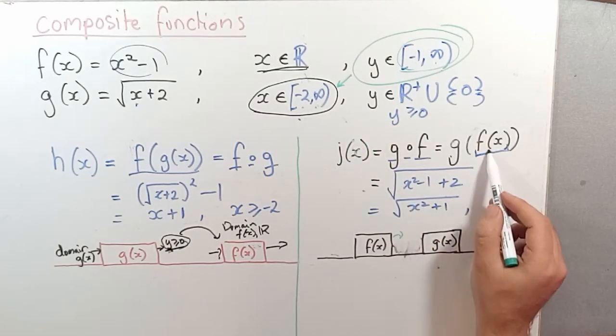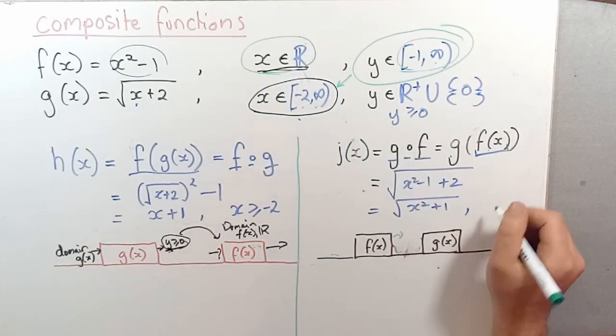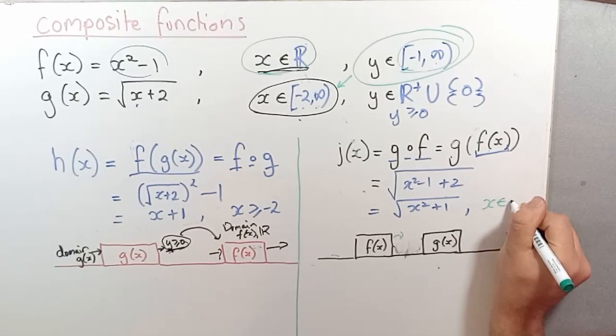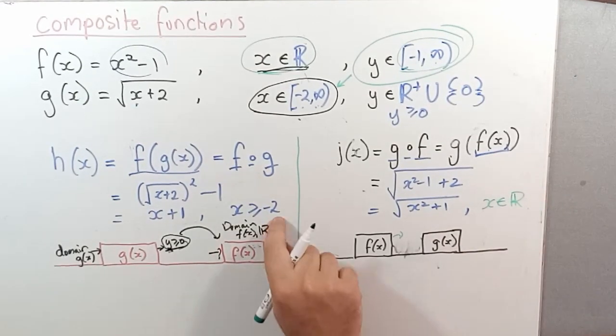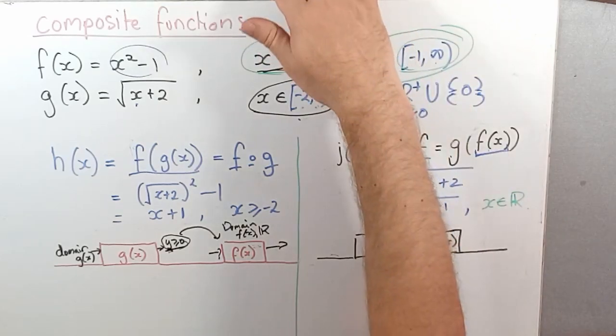So the domain is now going to be the domain of f. Now the domain of f is R, so x is an element of R. Much bigger domain than this one. So that's interesting. All right, but there's an extra complication here. I'm going to go to a new board.